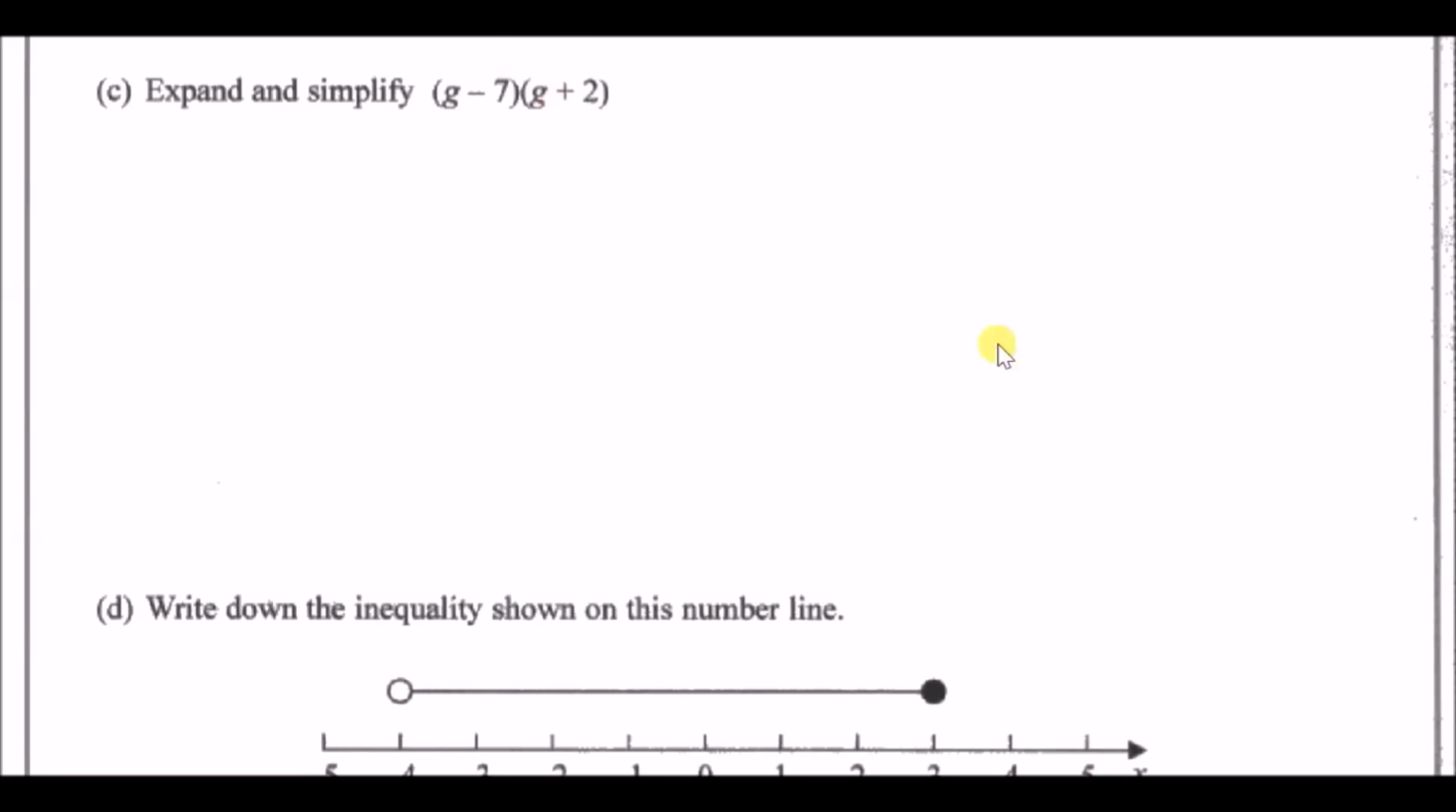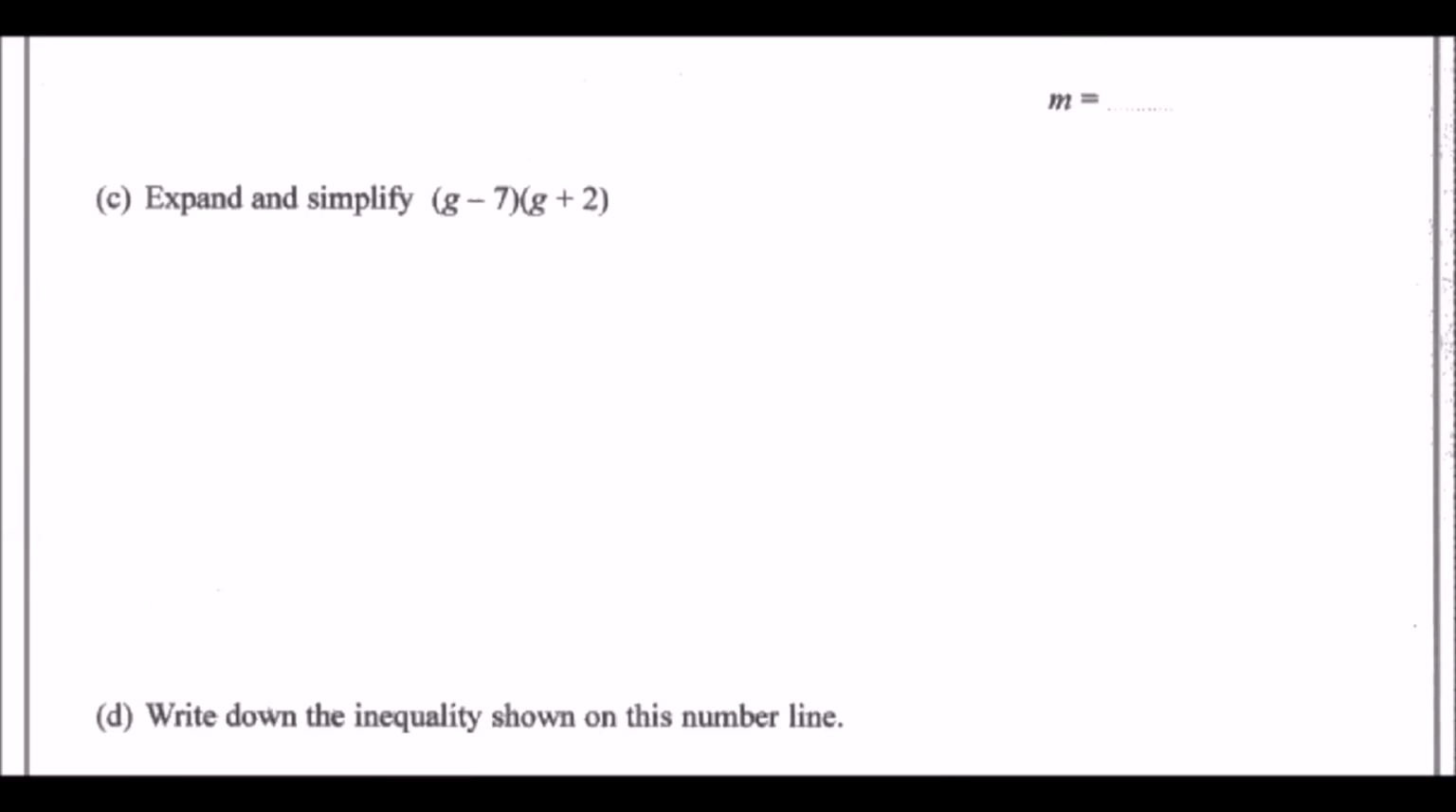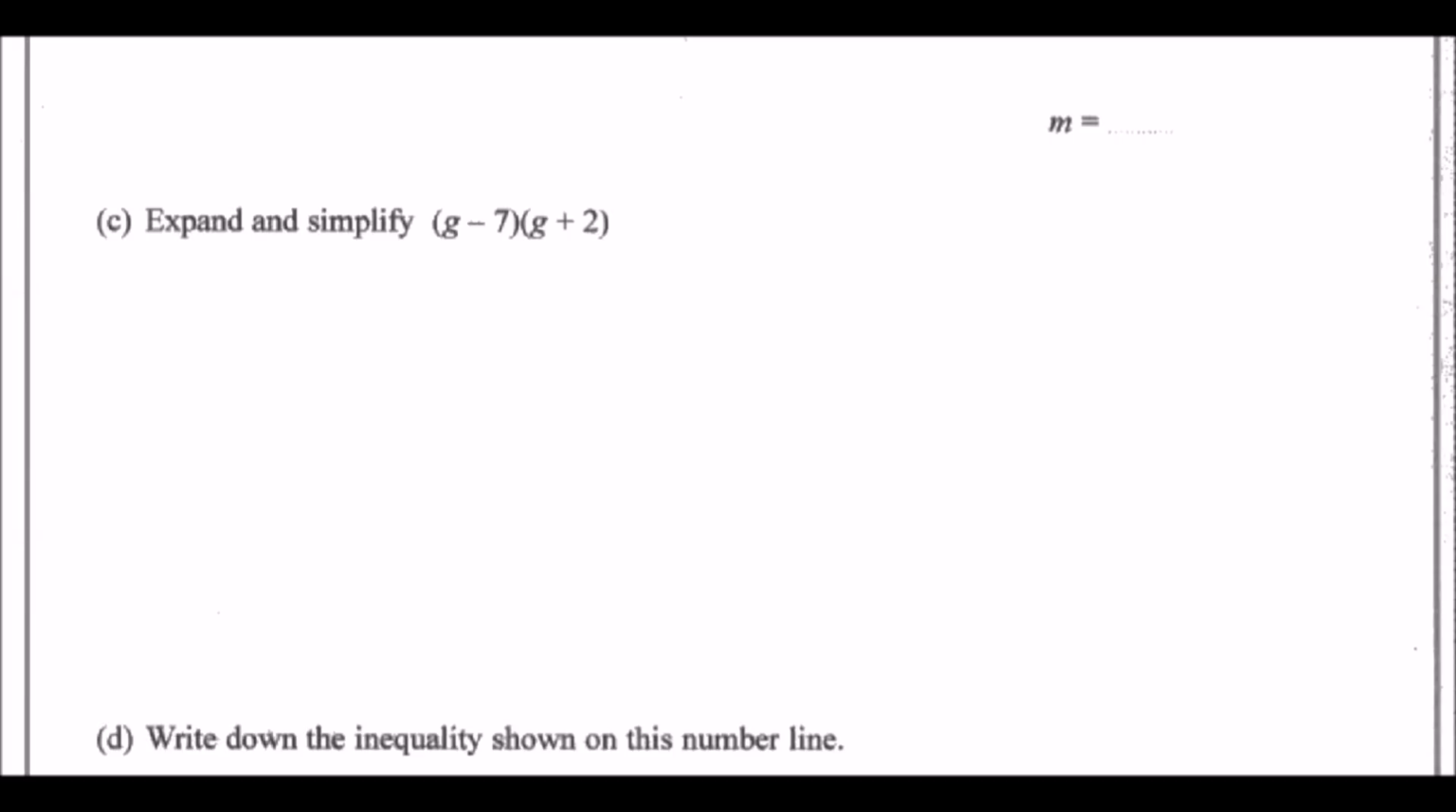Now here, expand and simplify this double bracket. So this is just literally the FOIL method, guys, yeah? So you're going to do g times g and then g times 2. Then you can do minus 7 times g and minus 7 times 2.